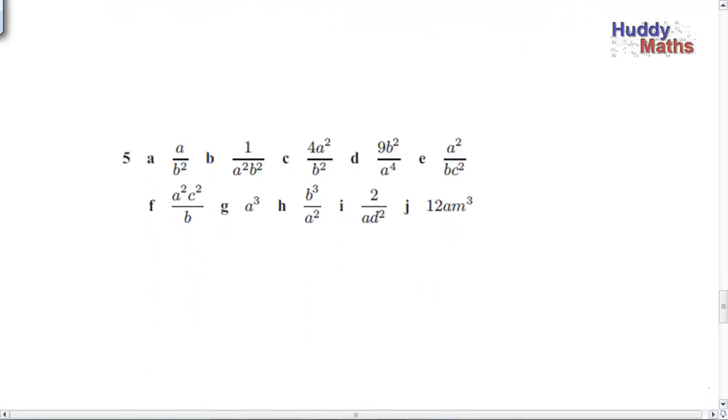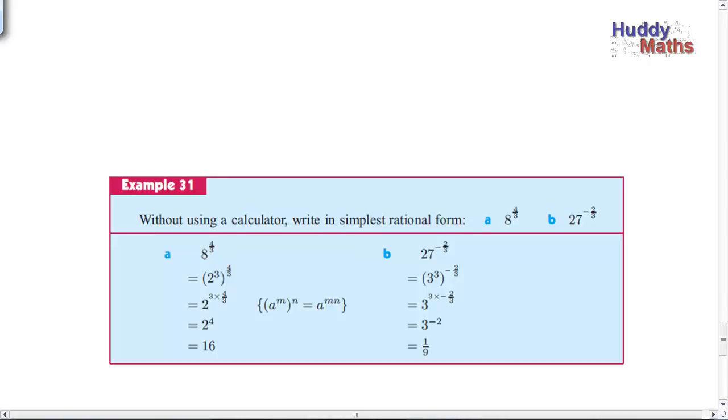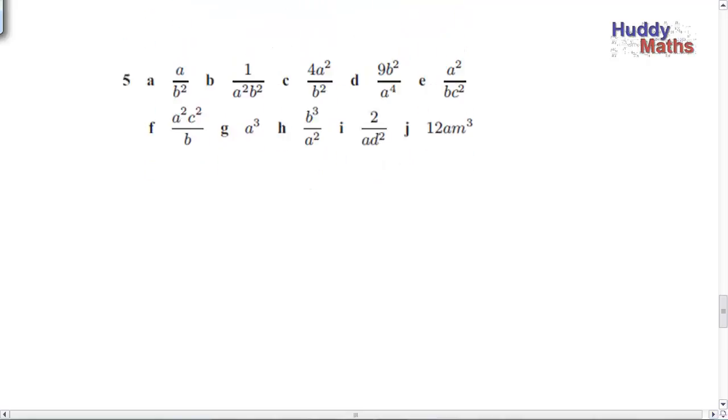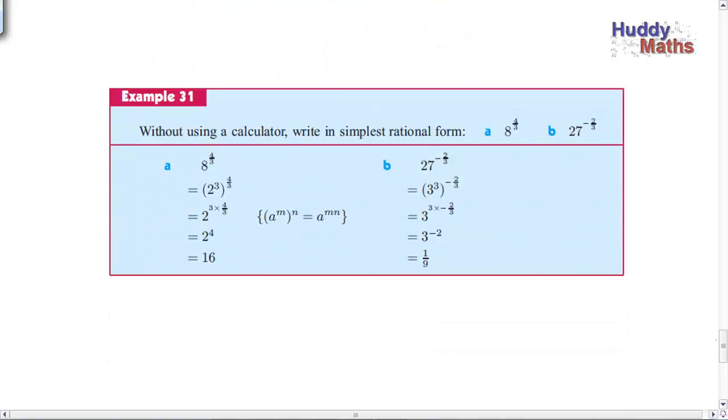Okay, so how are you feeling with all this revision of exponents? It goes back a few years, doesn't it? Okay, let's go on and have a look. Yep, here we go. All right, without using a calculator, write in simplest rational form. So we're getting into these rational exponents or fractions in the exponent. So let's have a look. So you could break 8 down to 2 cubed, all to the 4 on 3, and then that would cancel. So it becomes 2 to the 4, right, showing the cancelling there, and that's 16.